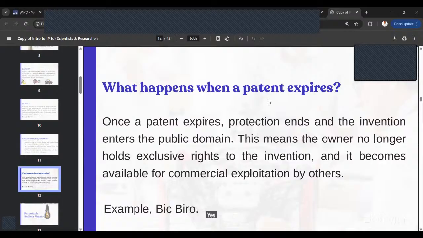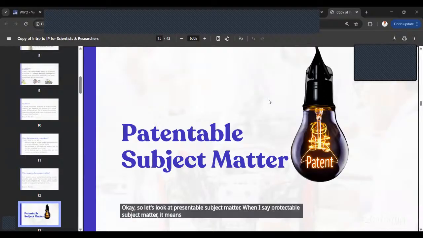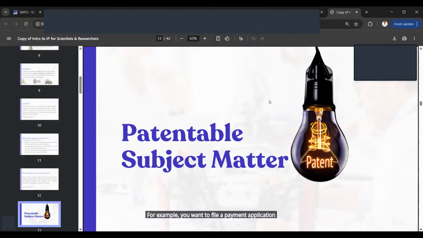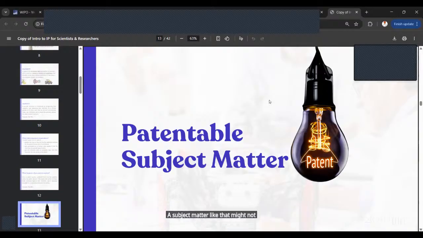Yes, ma, it did. Okay, so let's look at patentable subject matter. When I say patentable subject matter, it means subject matter that can be patented. For example, you want to file a patent application for a ballpoint pen. The title of the application could be a writing material or a device for writing. But when your patent application starts sounding like how to trap oxygen in the air, or how to kill somebody, a subject matter like that might not pass for a patent application.